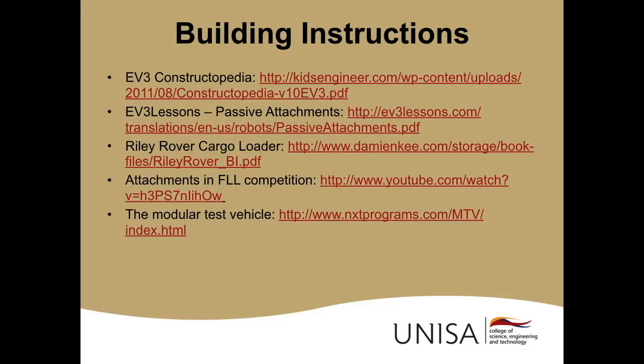Now back to instructions. There are a variety of excellent instructions available for all kind of different attachments and also robot designs. The EV3 Constructopedia focuses on sturdy structures and the design of sturdy structures with different types of robots. They all have 2 motorized wheels, but sometimes it's a wide robot, it's a narrow robot, it's a high robot, and so forth. Then EV3 Lessons has a lesson on passive attachments that you might want to look into.